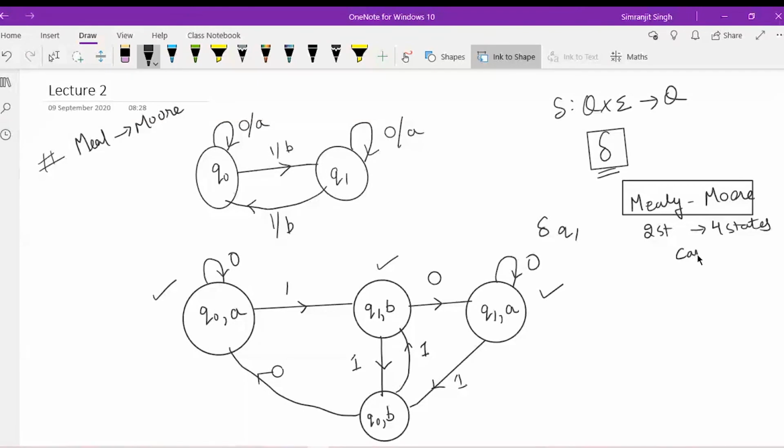I just use the word can. It means may or may not. So it may be the case that the number of states remains the same, but it is also possible that it increases. But in Moore to Mealy conversion, the number of states will always be the same. Okay, so the number of states in this as well as the number of states in this will always be the same. I hope you get it.